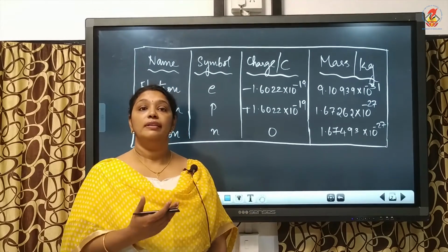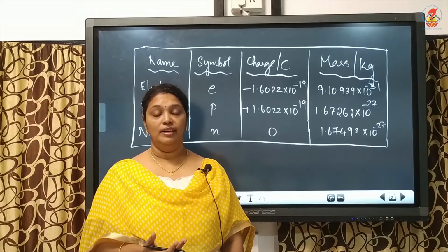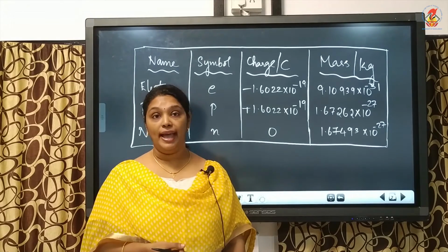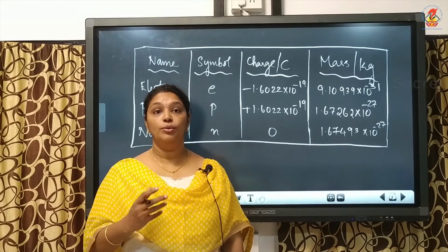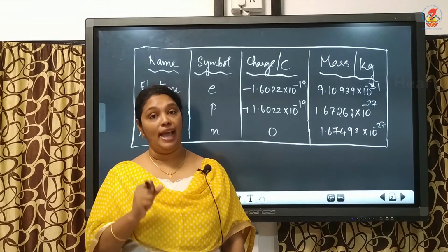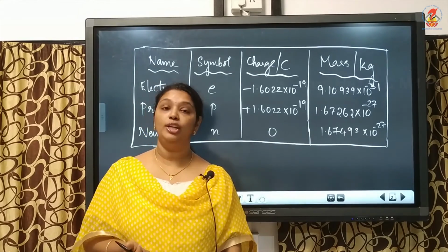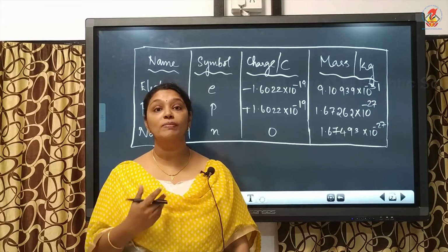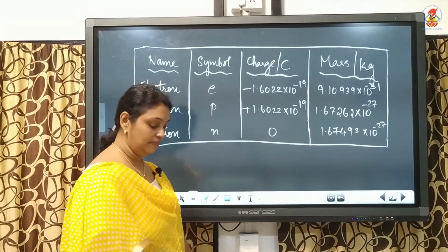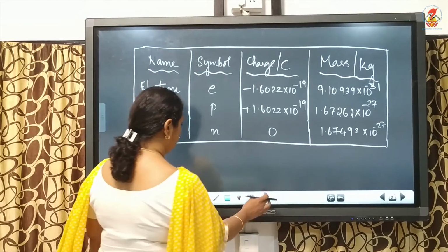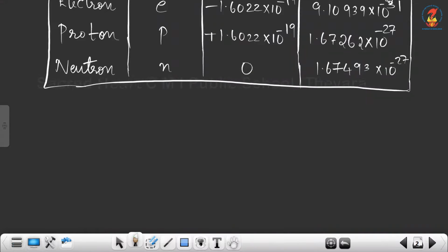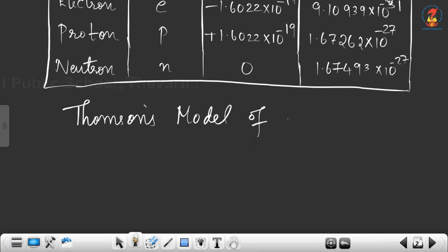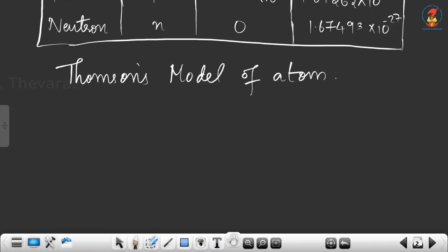Now scientists tried to develop a structure for the atom, and the first scientist who gave a model for the atom is J.J. Thomson. And you have learned in lower classes Thomson's model of atom. So Thomson's model of atom, or it is also called plum pudding model.